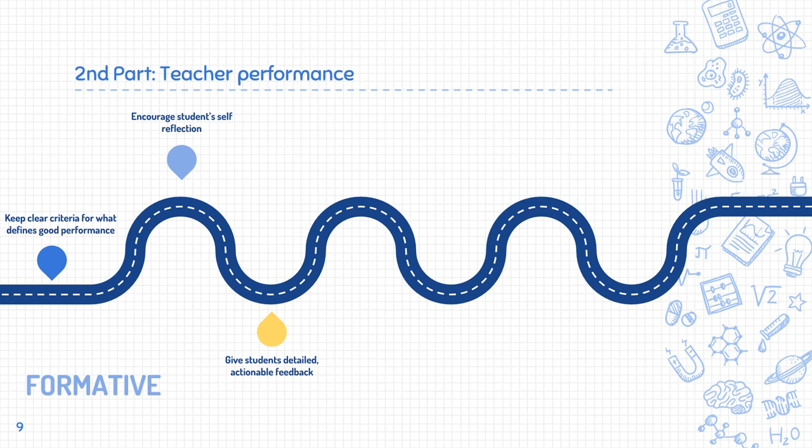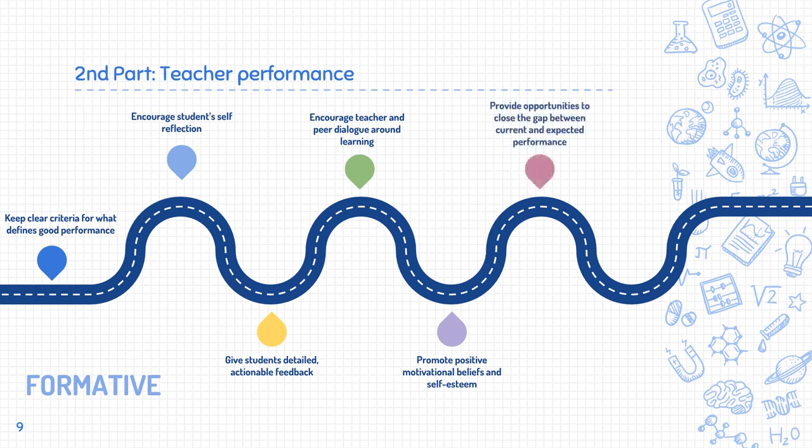Next principle to follow: encourage teacher and peer dialogue around learning. Then it is crucial that students feel that their teacher has high expectations and cares about their development. They will be more motivated and engaged in the learning process. Teachers should provide opportunities to close the gap between current and expected performance. And finally, the crucial step of collecting information in order to use it to improve teaching and/or adapt to student needs.